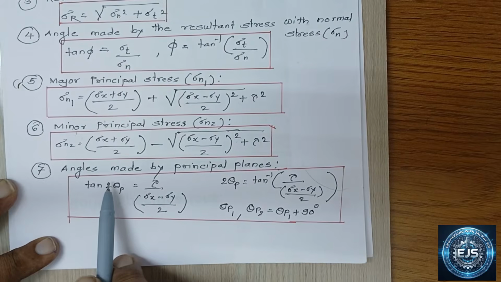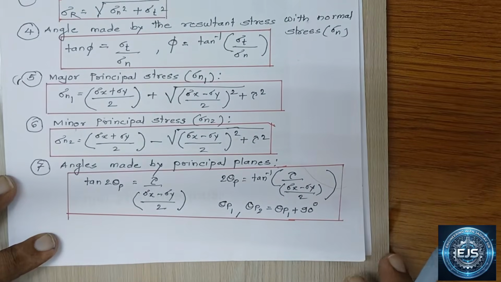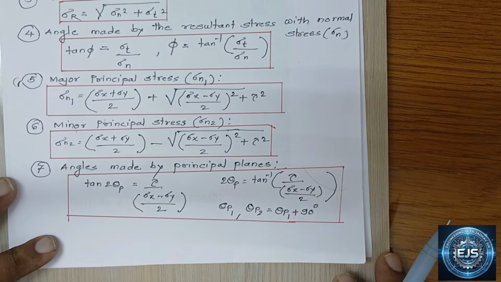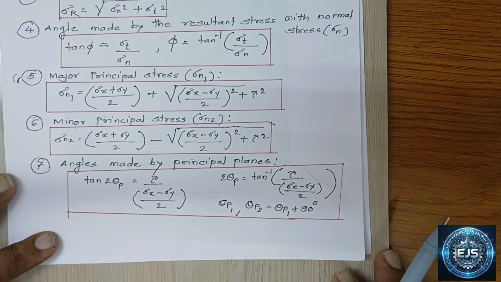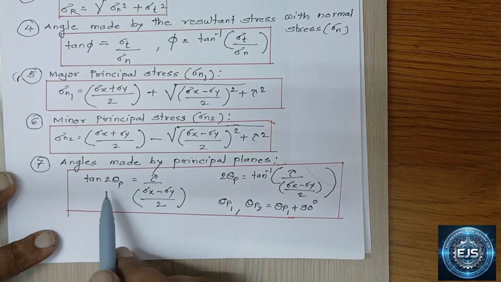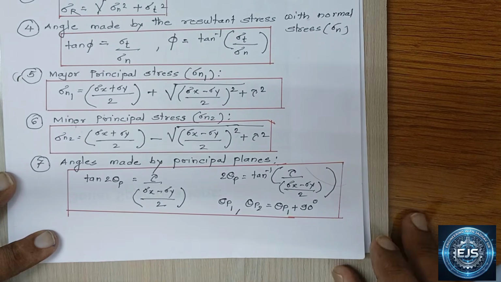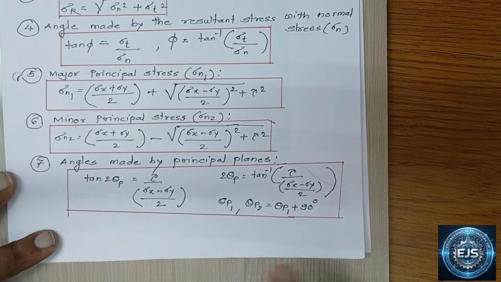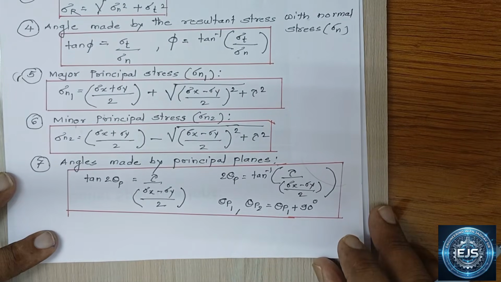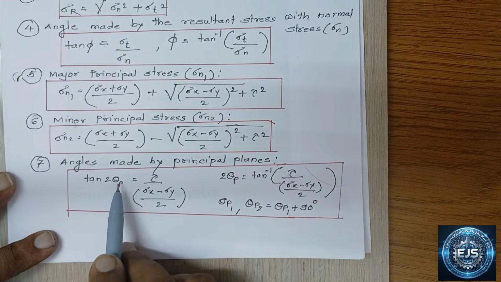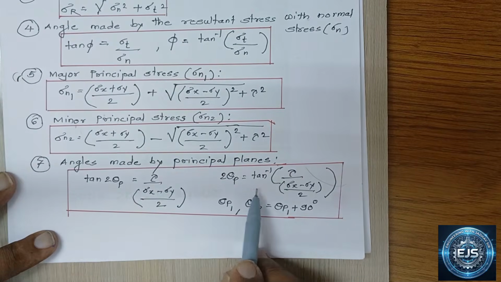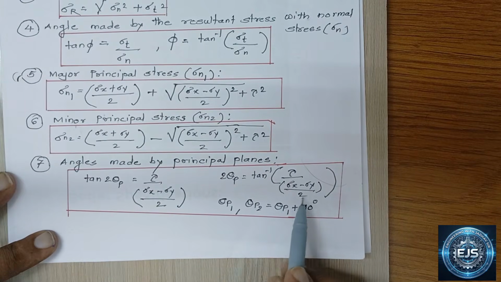Now next, the seventh step is the angles made by these two mutually perpendicular oblique planes, which are called principal planes. So the formula is tan of 2 theta p is equal to tau divided by sigma x minus sigma y by 2, where tau is the torsional shear stress developed in the component, and sigma x and sigma y are the normal stresses in x and y direction. So from this formula, 2 theta p is equal to tan inverse of tau upon sigma x minus sigma y by 2.